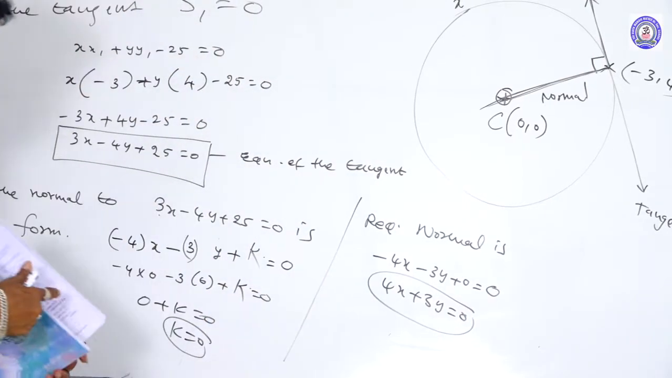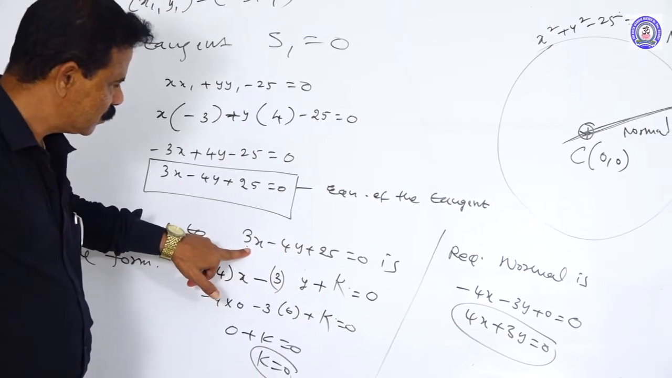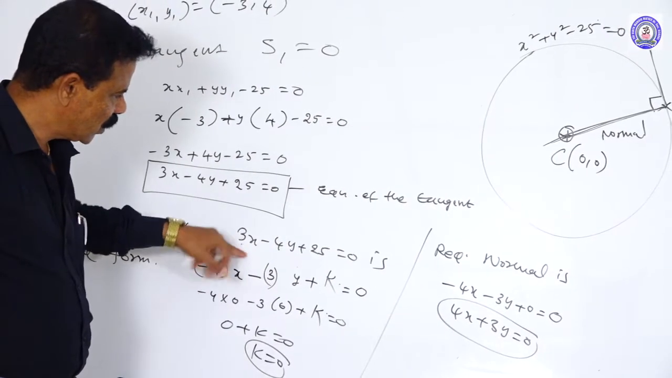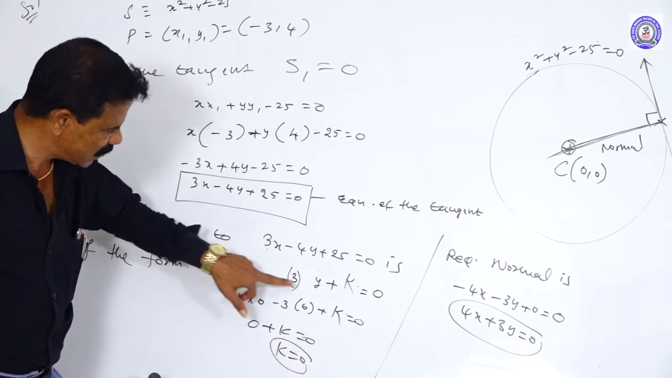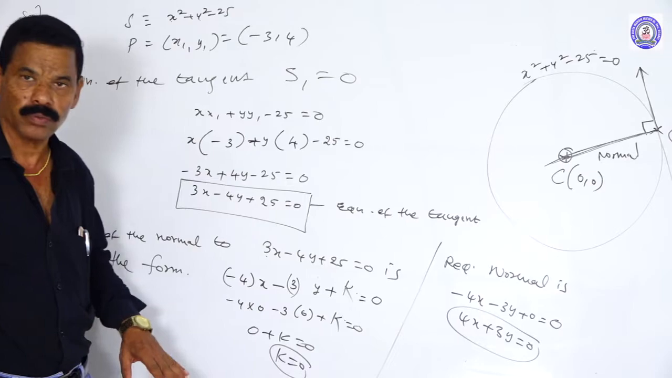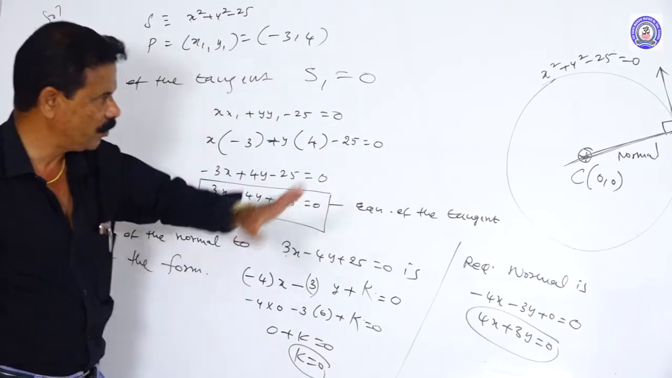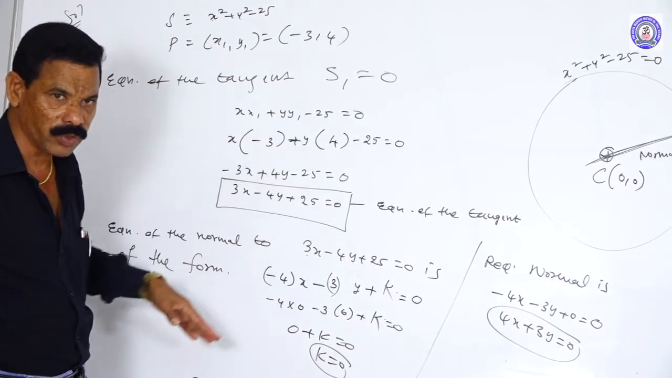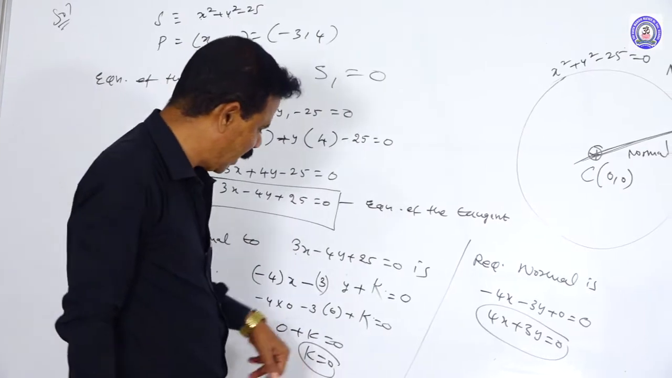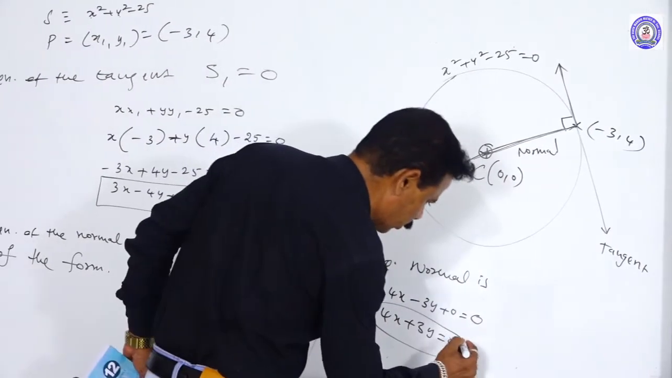It is easy to find out that for this tangent line, we convert it to normal, then the formula is bx minus ay plus k is equal to 0. In this equation we substitute 0 0. Why? Because it passes through the center. That center is 0 comma 0. That's why the k value is coming to 0. So finally this is the equation of the normal.